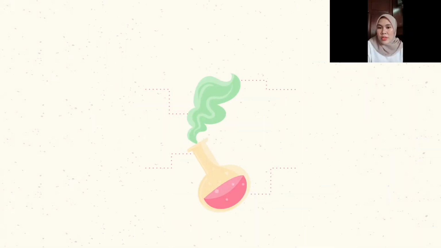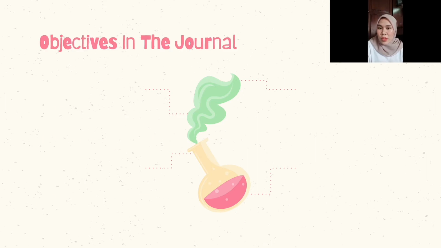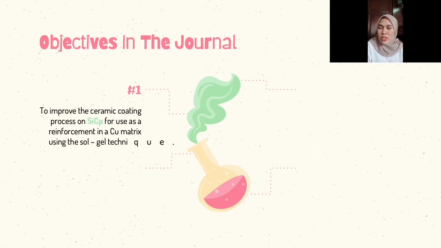The objective of this study is to improve the ceramic coating process on silicon carbide for use as a reinforcement in a copper matrix using the sol gel technique. Because of the interaction between copper and silicon carbide particles, powder metallurgical processing of copper silicon carbide particle composite over 800 Celsius resulted in the development of intermetallic compounds that are harmful to composite characteristics.